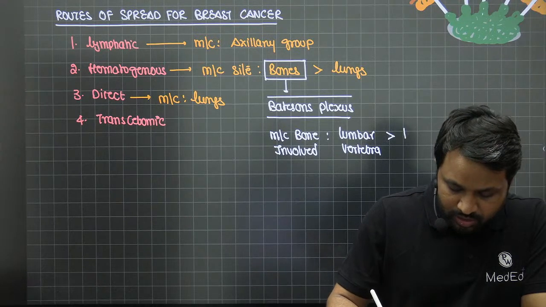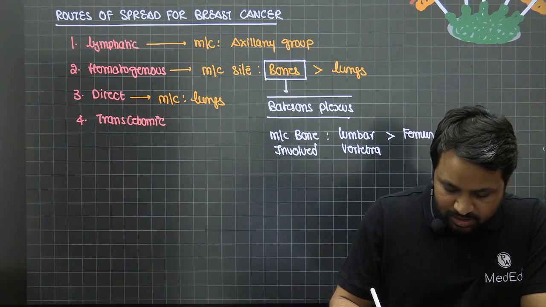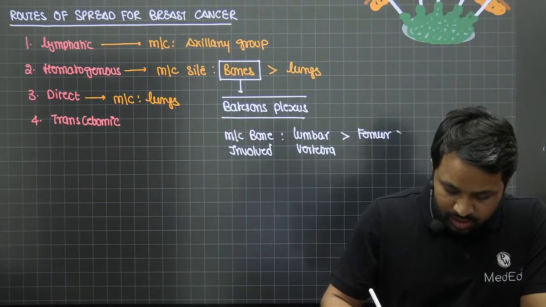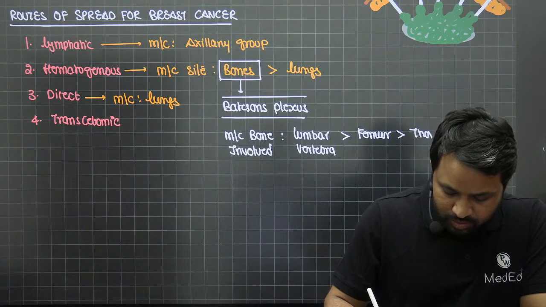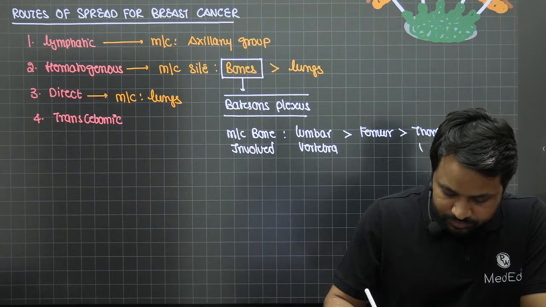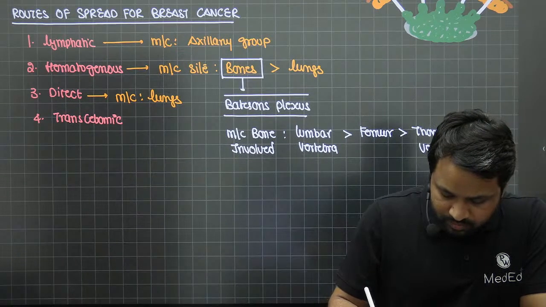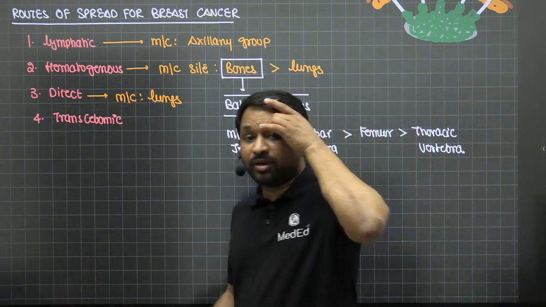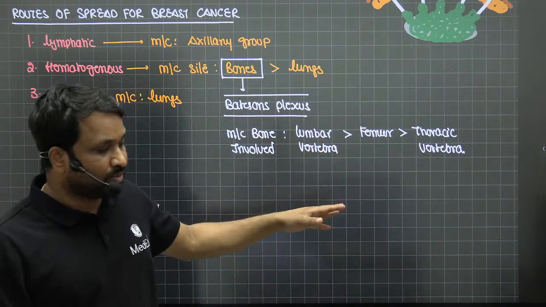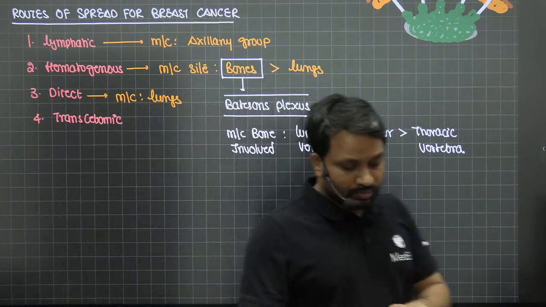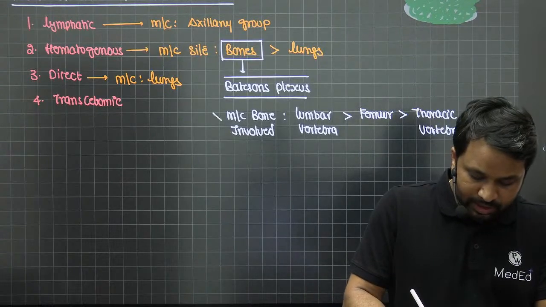If it is not that, the next best answer is going to be the femur. Along with the femur, then it is going to be your thoracic vertebra. So you have the lumbar vertebra, followed by femur, followed by thoracic vertebra. These are the sites where the metastatic lesions are going to present.